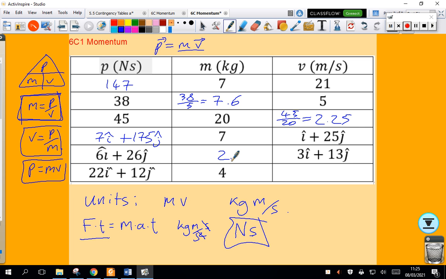How do we find the velocity? Well, velocity is momentum divided by mass. 22 plus 12 divided by 4. Well, 4 goes into 22 5 times, remainder 2. 2 quarters is 1/2, or 5.5. That's my i hat component, plus 12 divided by 4 is 3. So momentum is equal to mass times velocity. That's what you've got to remember.